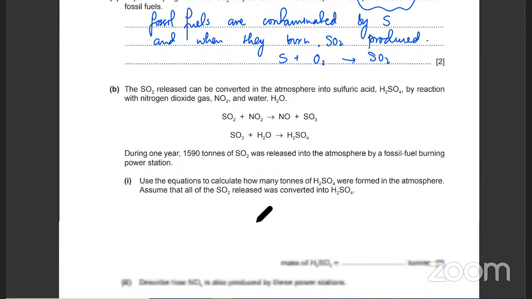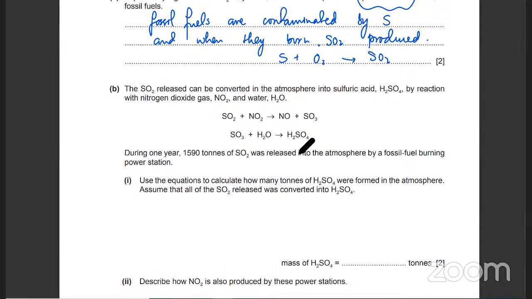As the next one, during 1 year, 1590 tons of SO2 was released into the atmosphere by a fossil fuel burning power station. Use the equations to calculate how many tons of H2SO4 were formed in the atmosphere, assuming that all of the SO2 released was converted into H2SO4. So 1590 tons of SO2 was released. How many tons of H2SO4 were formed? So the best thing is, instead of converting tons to grams, we can think of this as grams and we can do all our calculations.